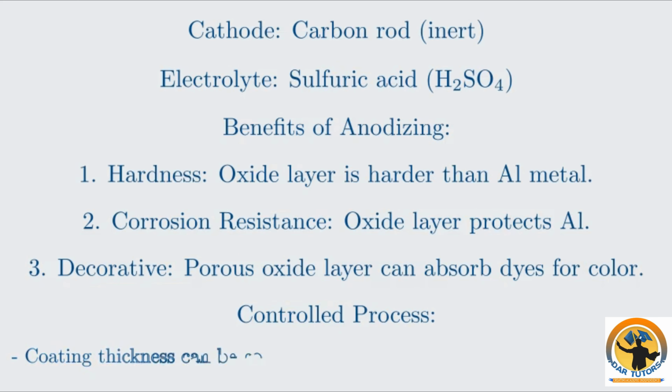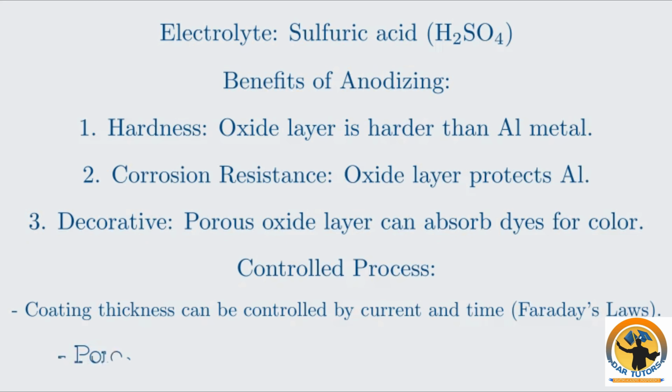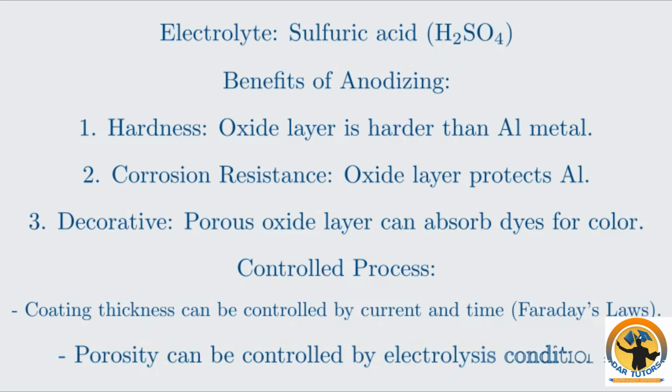The thickness of the coating can be precisely controlled by varying the current and the time of electrolysis. The porosity can also be controlled by adjusting the conditions. This process allows manufacturers to produce aluminum objects with tailored properties, such as anodized bicycle parts in various colors. The anodizing of aluminum is an excellent example of how the principles of electrochemistry can be used to create materials with enhanced properties for diverse applications.